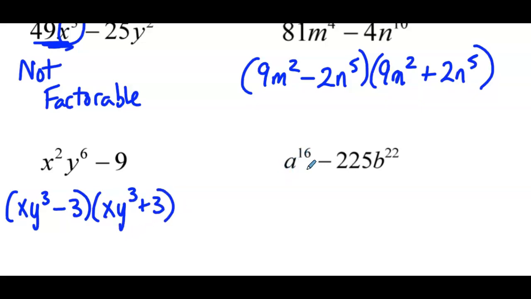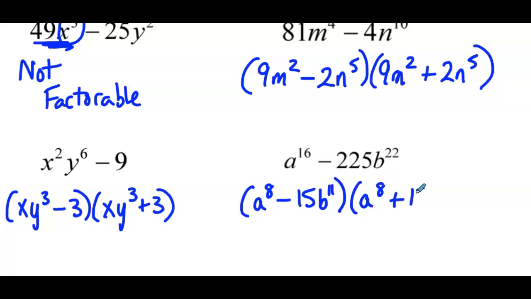Next up, a to the 16th minus 225b to the 22nd power. Okay, looking at our two terms, we have two perfect squares, and we are taking the difference. So the square root of a to the 16th is a to the 8th, minus square root of 225 is 15, square root of b to the 22nd power is b to the 11th. And we're going to multiply by the conjugate factor, so a to the 8th plus 15b to the 11th.